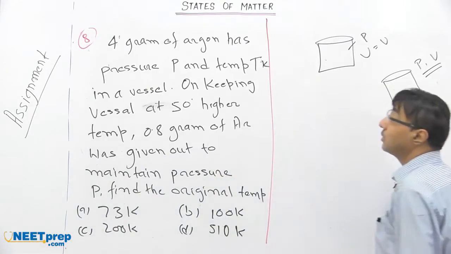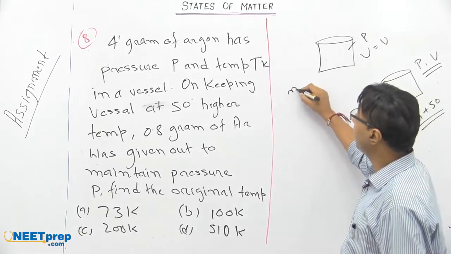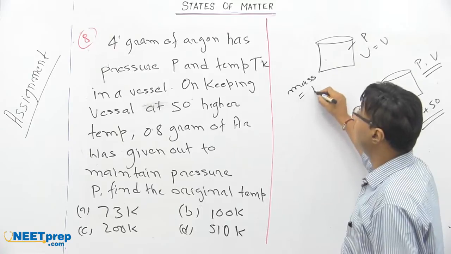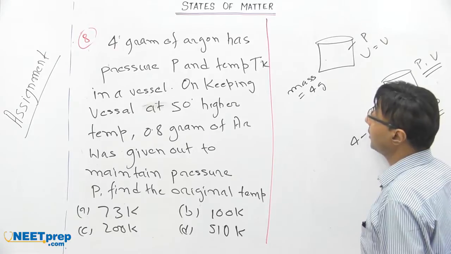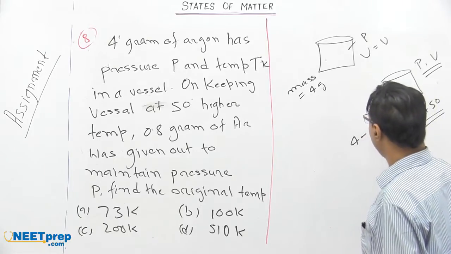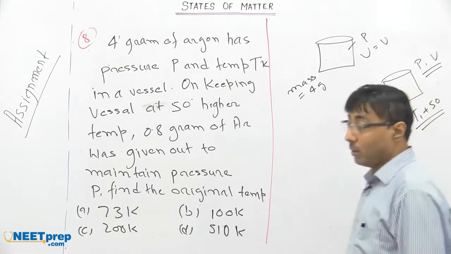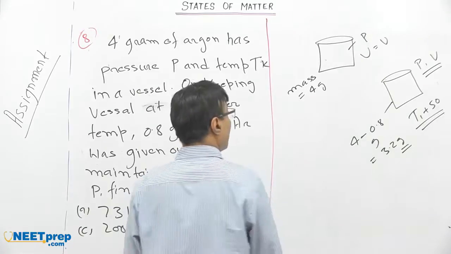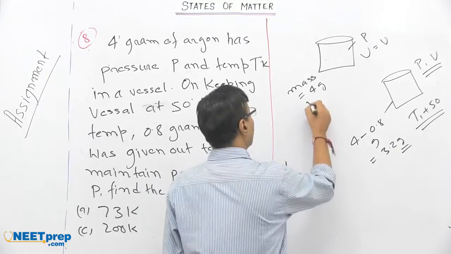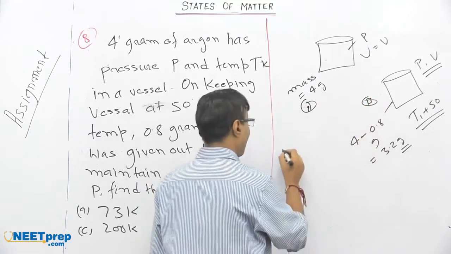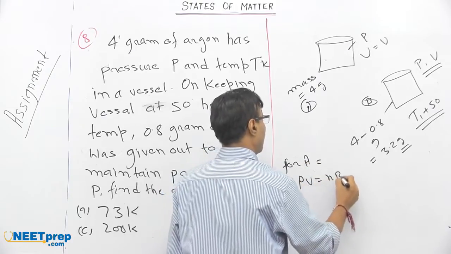So what remains? 3.2. Initially what was the mass taken here? Mass taken was 4 gram, and now out of 4 gram what mass has been expelled out? 0.8 gram. So what is the answer here? 3.2 gram. Now make the two equations, one before 50 degree, another after 50 degree. So case 1, A and B. For A, what is the equation? PV is equal to nRT.